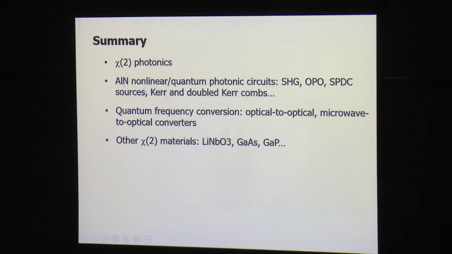So with that, I'd like to summarize my presentation. I told you about χ(2) photonics, really about three-wave mixing, not only in the optical domain, but also in microwave domains. I should really emphasize there are other very promising materials, like lithium niobate, gallium arsenide, gallium phosphide, III-V materials. They all can be used to build those converters, and there is effort on that.